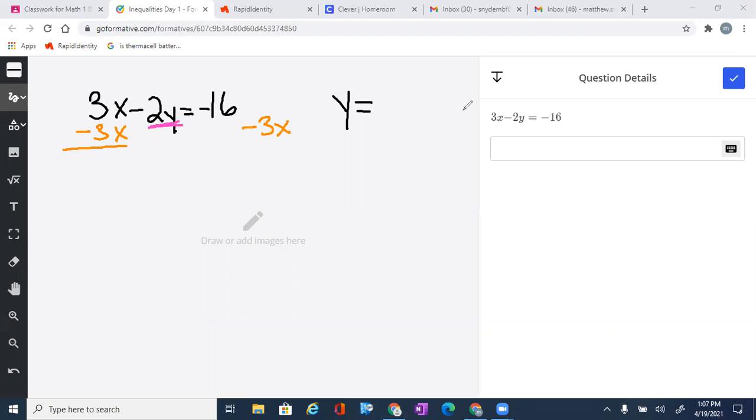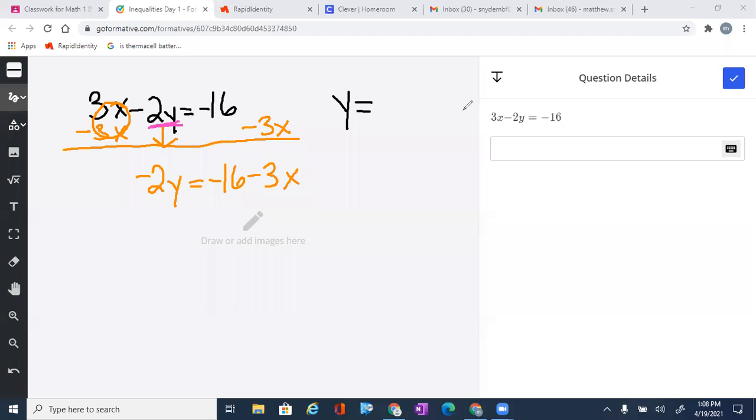And notice what I really try to do is not line up that negative 16 with the minus 3x, because that negative 16 does not have an x associated with it. So 3x and minus 3x are inverses, so they cancel each other out. And then what ends up happening is this negative 2y comes down, and we get negative 16 minus 3x.